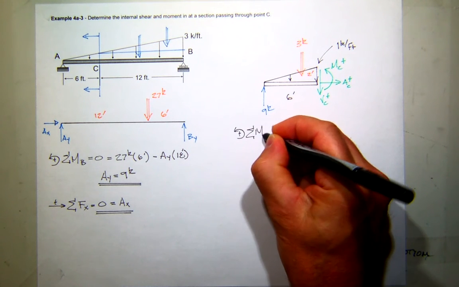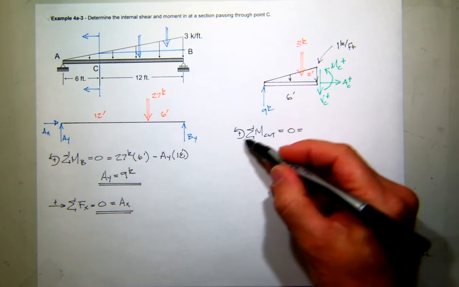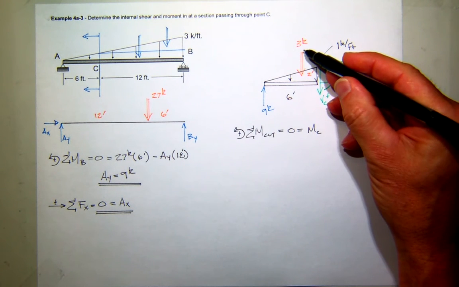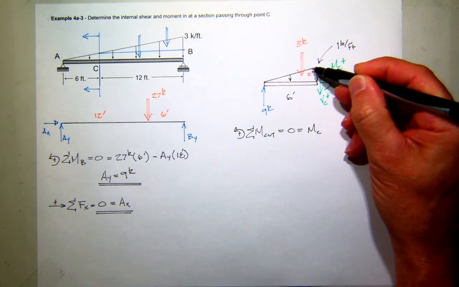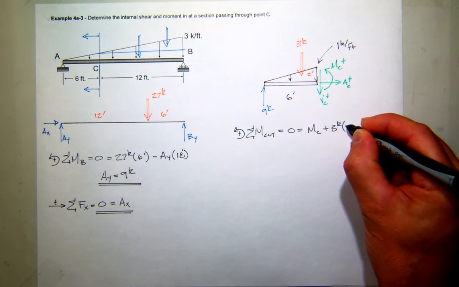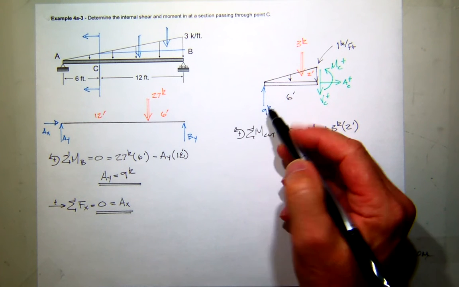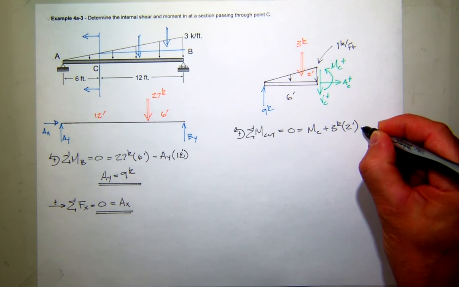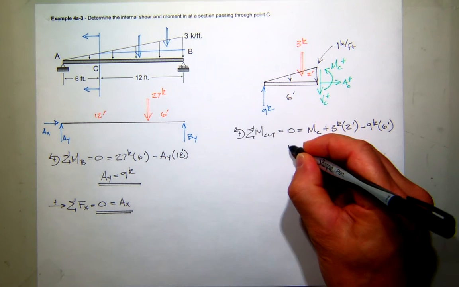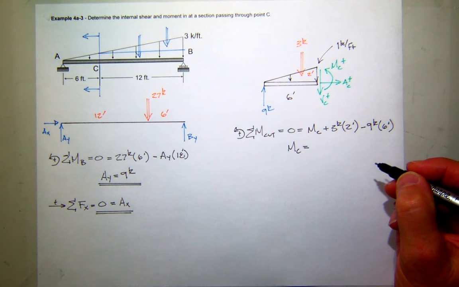So I'm going to sum moments about the cut equal to 0. Now what kind of moment is that with my sign convention? Positive. What kind of moment does the 3-kip force create about the cut? Positive. So the moment would be force, 3 kips, times distance, 2 feet. The only other force I have is this 9-kip force. What kind of moment does it create? Negative. So I got force, 9 kips, 6 foot distance. So it looks like the moment at C is positive 48.